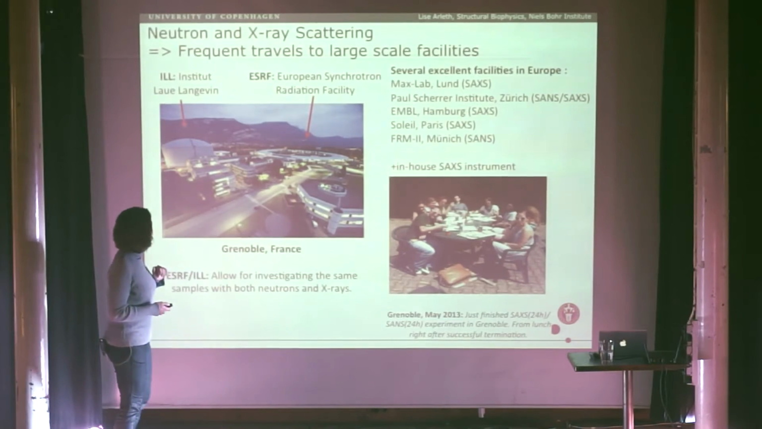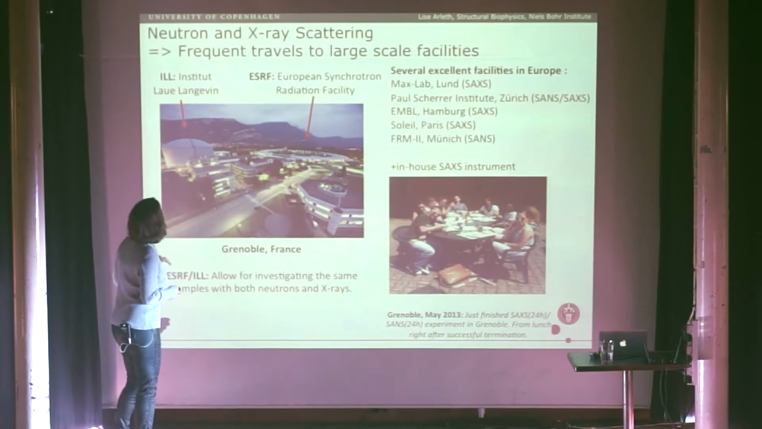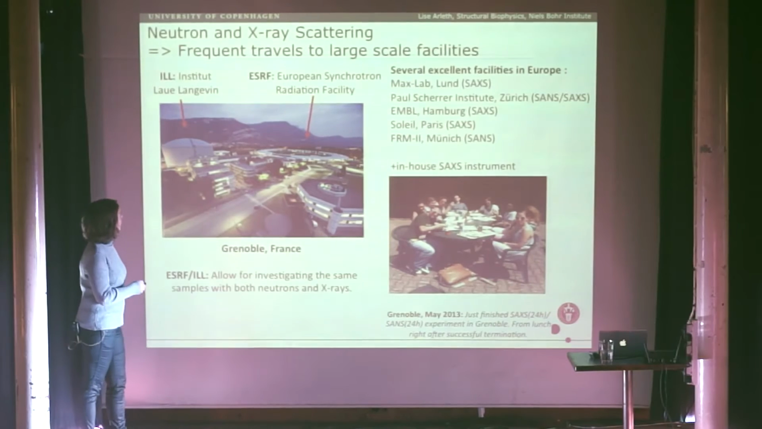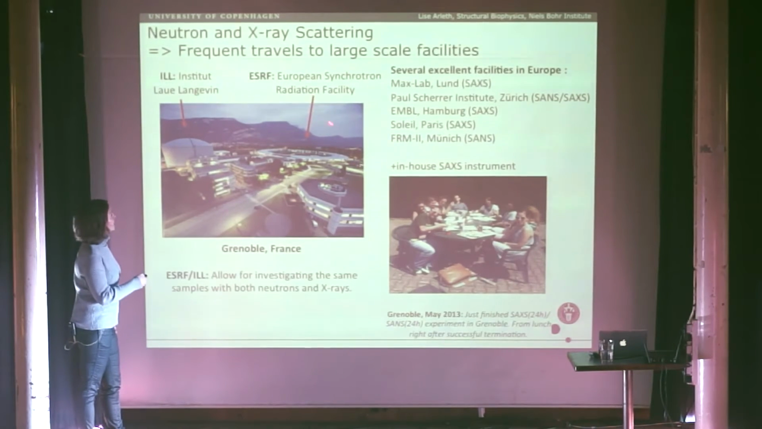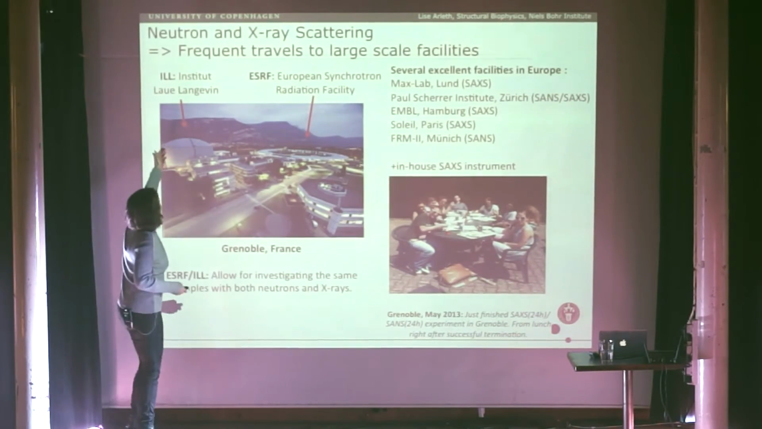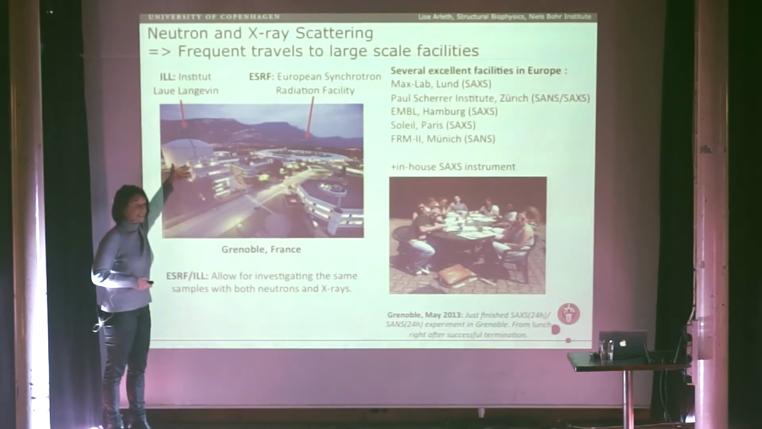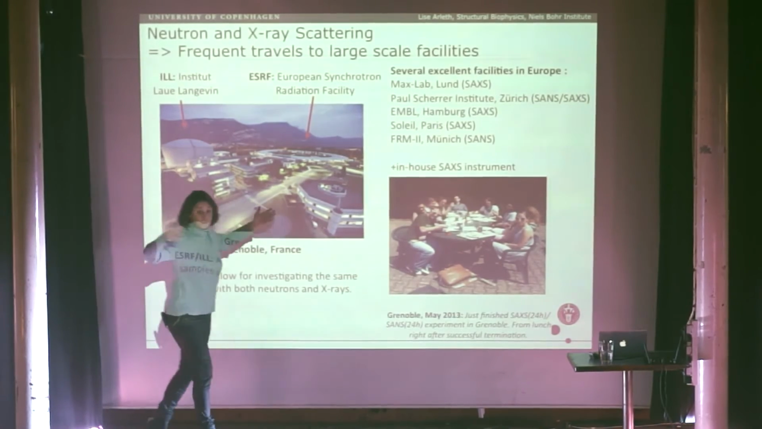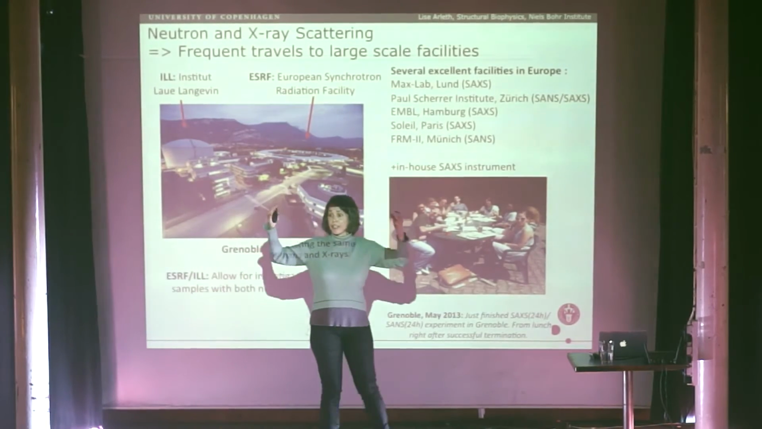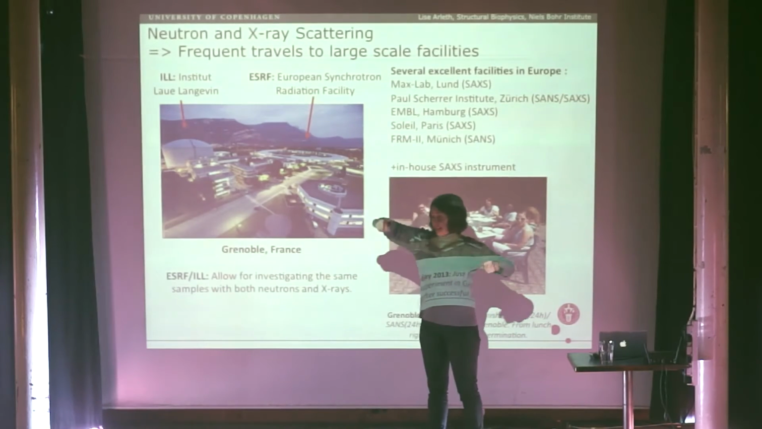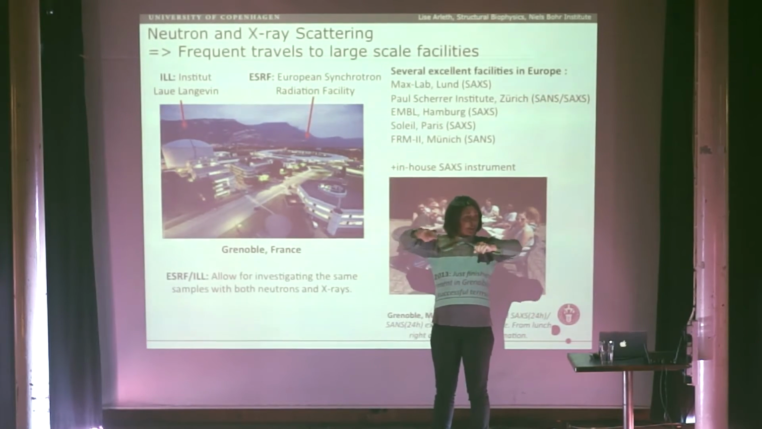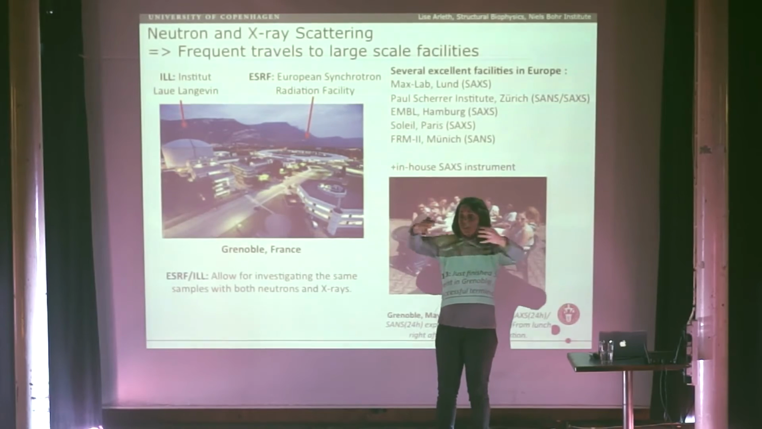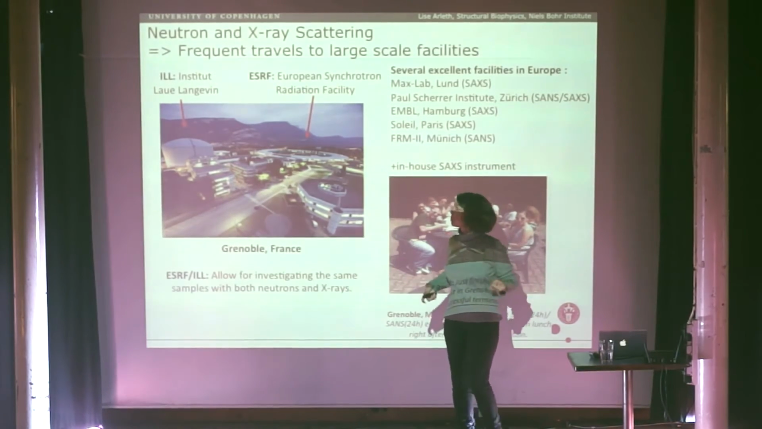So actually the place that my group likes to go to is Grenoble in France, which lies in a nice valley, and in this valley you have this Institut Langevin, which is in this container here. There's a nuclear reactor, and a lot of neutrons are produced in the core of this reactor, and then they drill holes into the reactor, and they can harvest neutrons from all sides and use them for experiments.